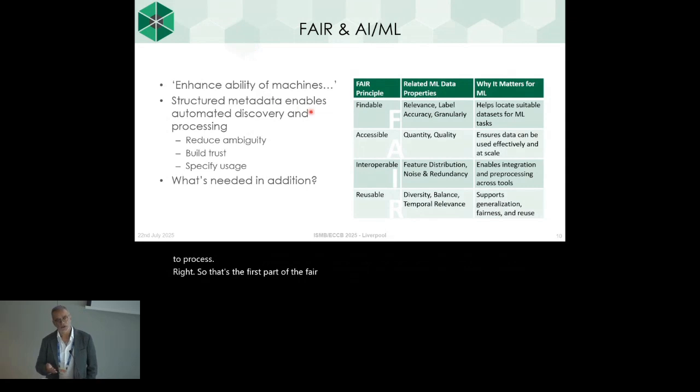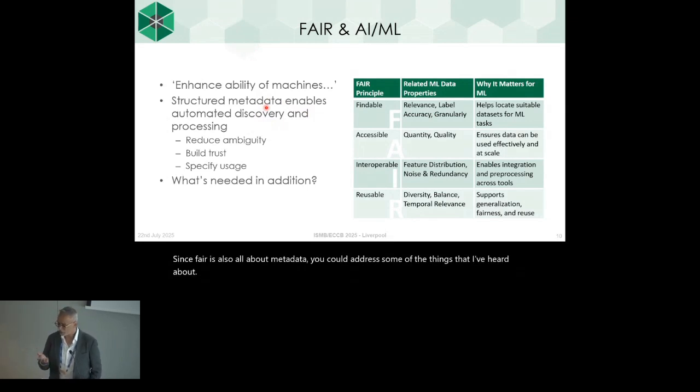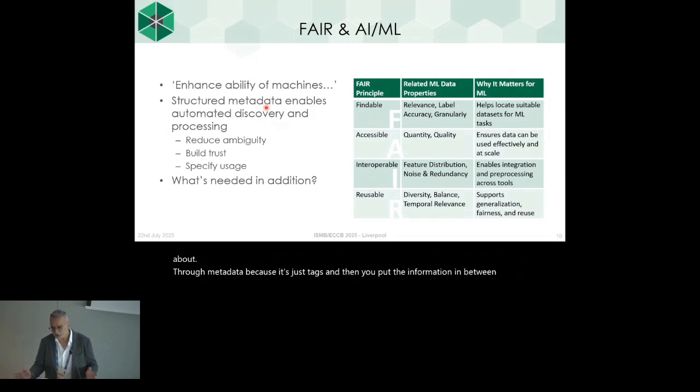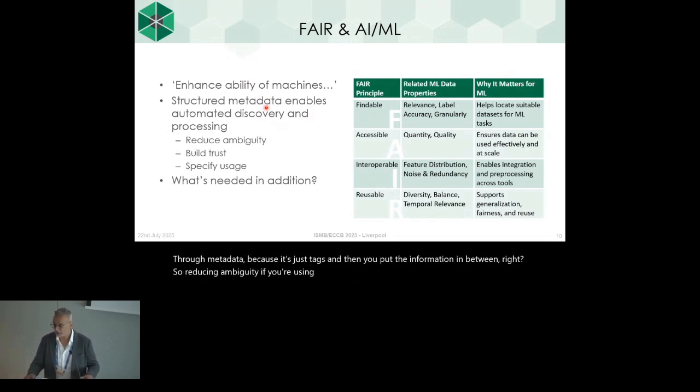And since FAIR is also all about metadata, you could address some of the things that I've heard about through metadata, because it's just tags and then you put the information in between, right? So reducing ambiguity. If you're using controlled vocabularies, then there's a shared understanding of what exactly it is you're talking about, so the machine should understand that. Building trust, that's around provenance. That you should be able to put provenance in there. I'm sure that there's parts that are more complicated. And specifying usage, like what's usable under what conditions. Some of that is licensed, some of it is not.